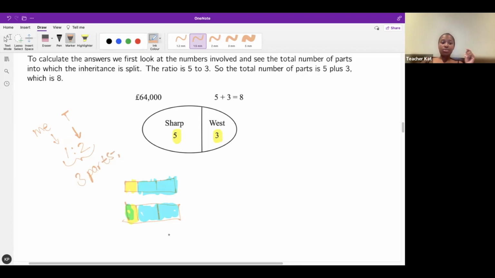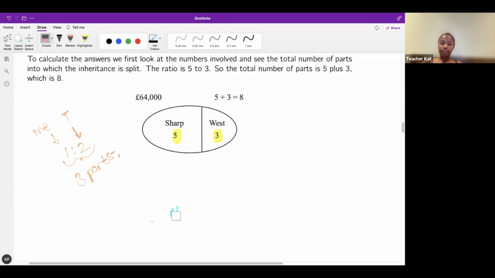So no matter what we get, the first thing we're going to do is divide them into 3 parts. Do you agree? Yes. So that once we have divided everything into 3 parts, I take 1, you take 2. I take 1, you take 2. Are you with me? Yes, ma'am. So now do you understand this sharp and west thing? Yes, ma'am. Wonderful. Thank you.